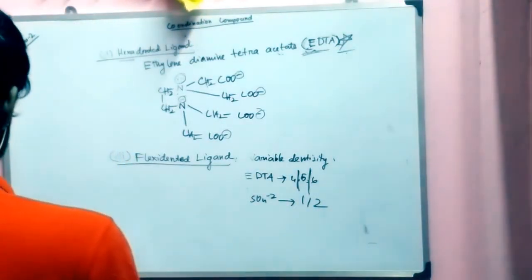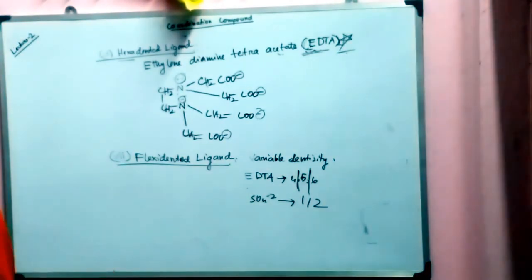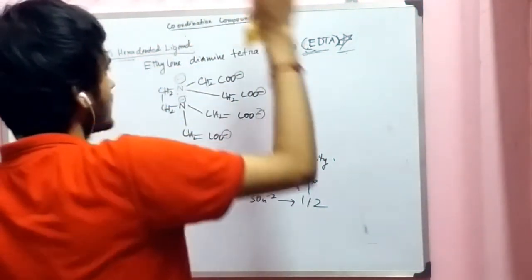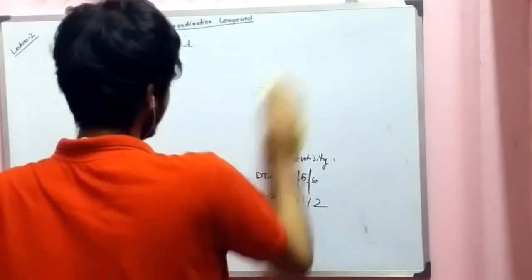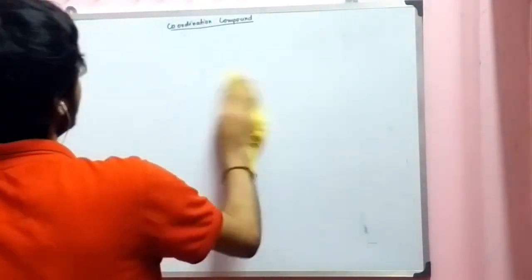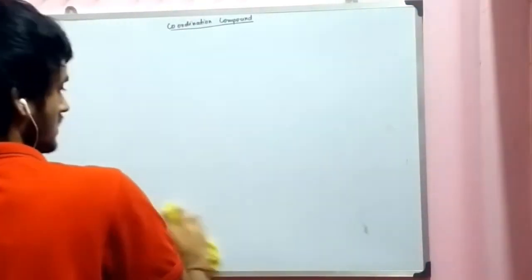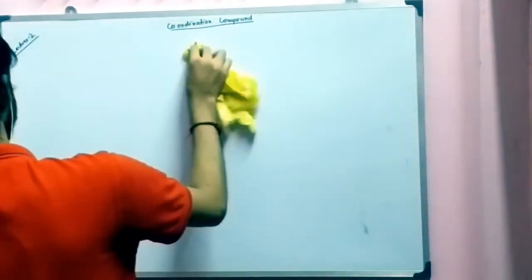Okay, so let's note it down. I will be clearing the board after a while. Okay, flexidentate ligand is done. Probably the last one here in the sequence of types of ligand, that is the ambidentate ligand. Okay, so let me write the 8th type.